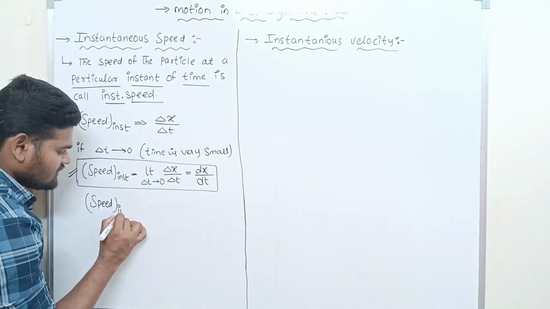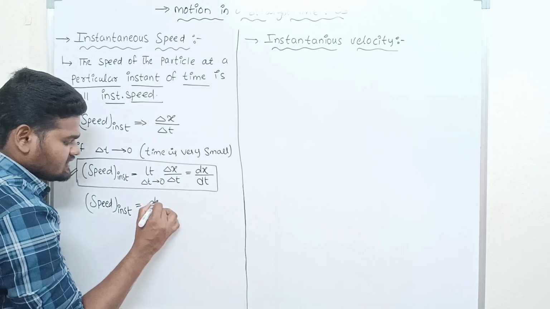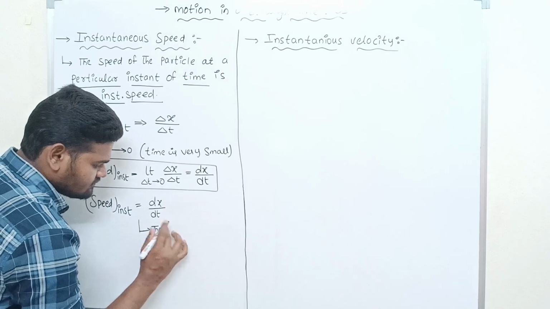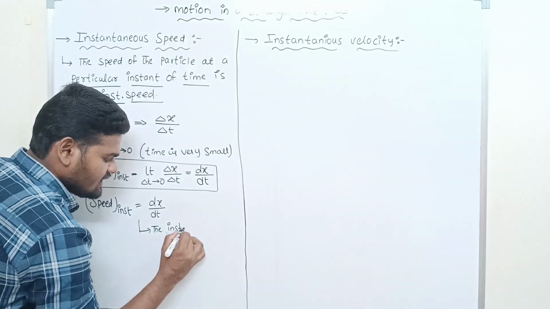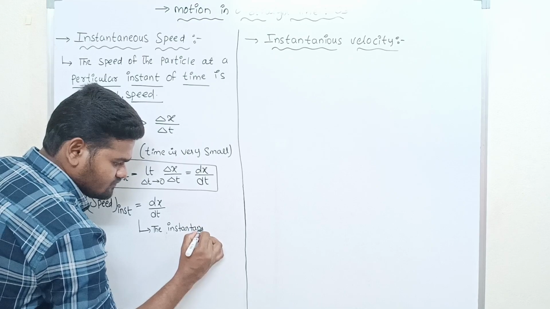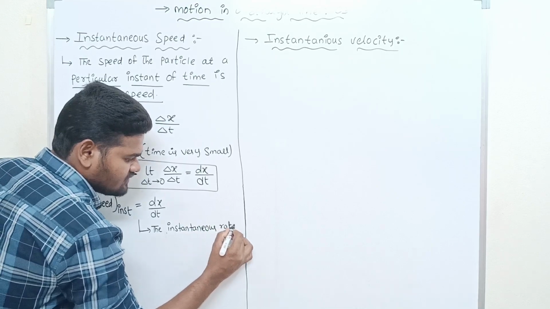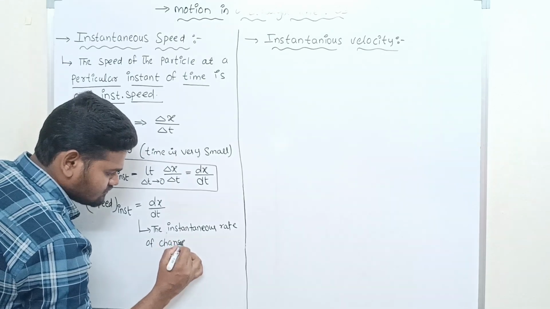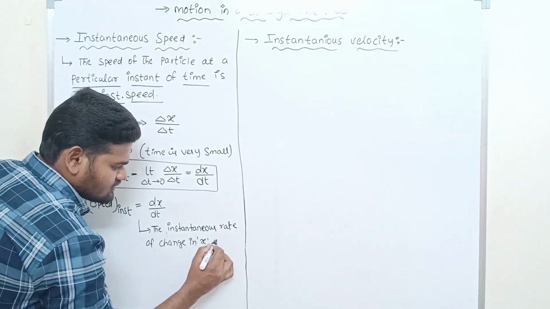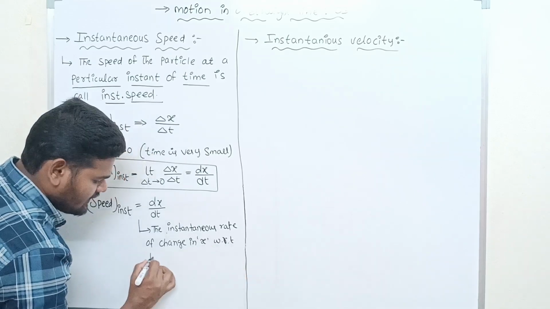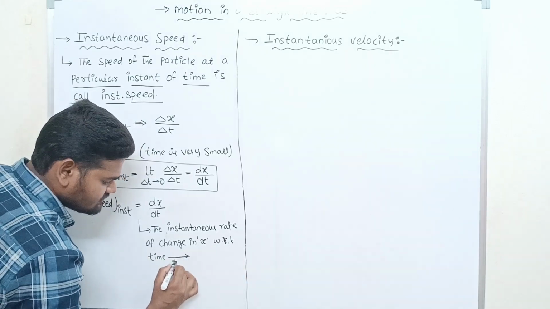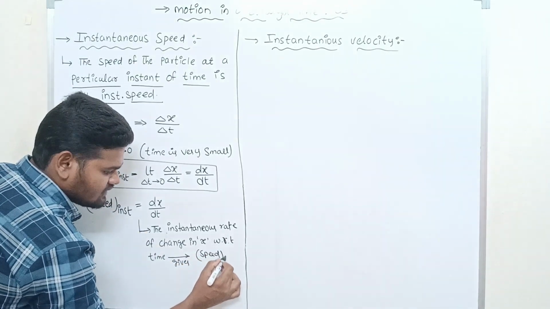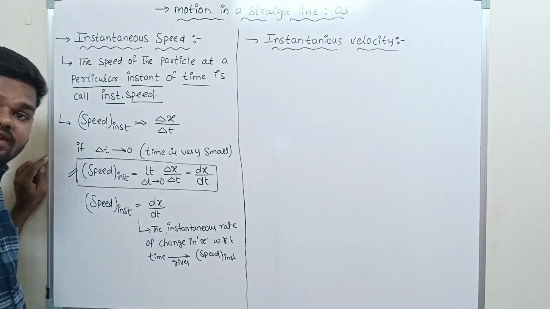Instantaneous speed is equal to what? dx by dt. What is its meaning? The instantaneous rate of change in x with respect to time gives what? Instantaneous speed. It gives what? Instantaneous speed. Are you getting?